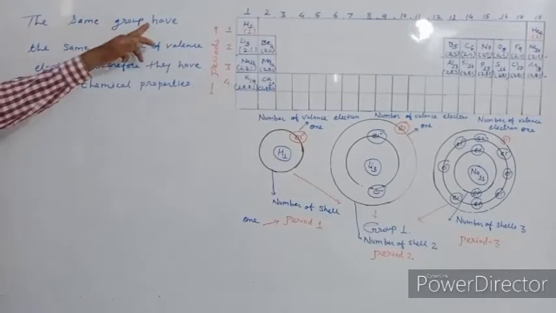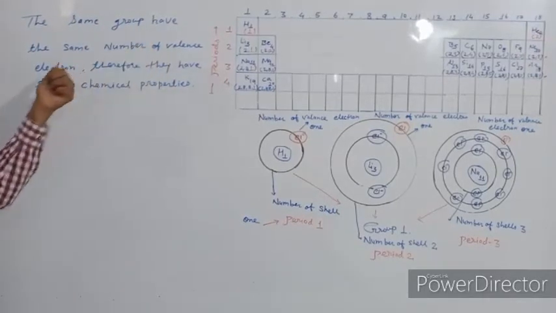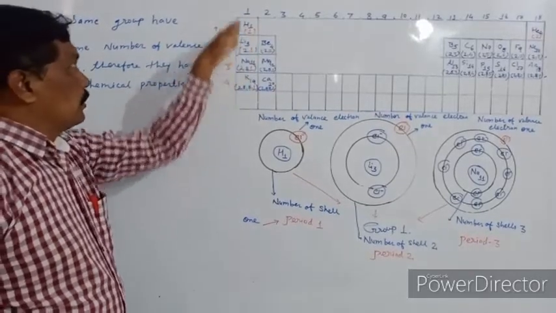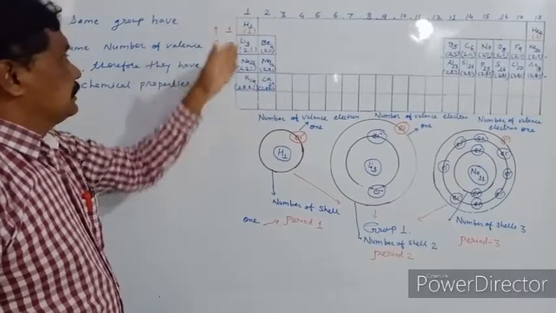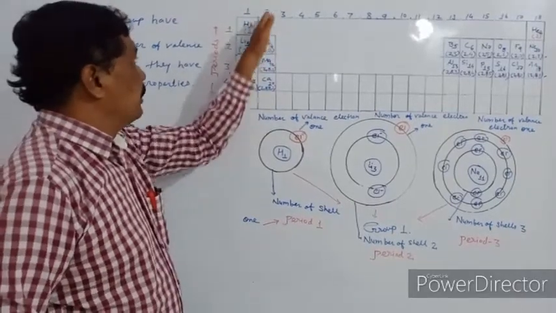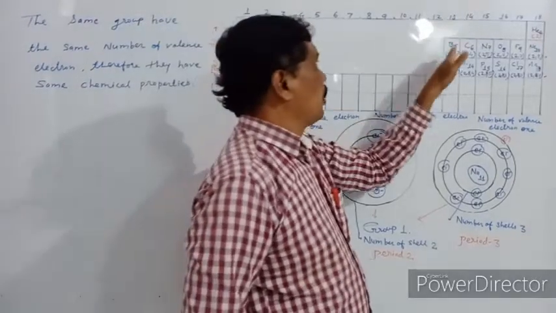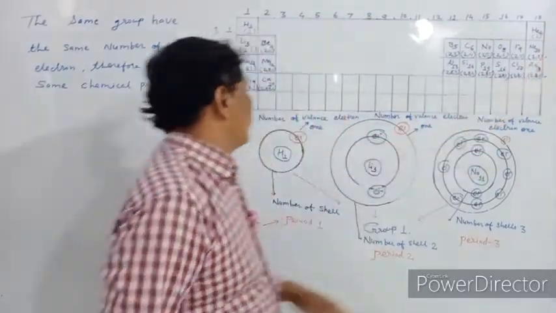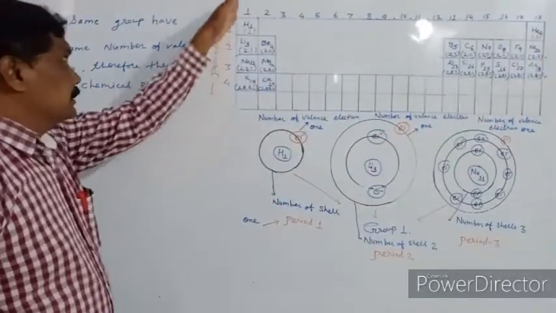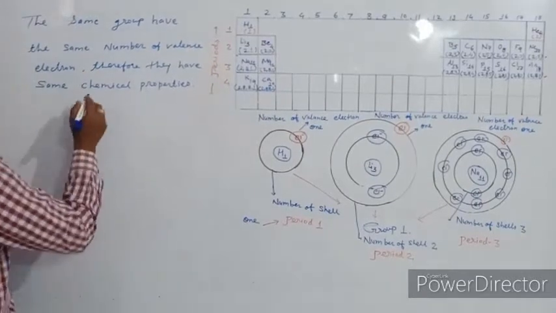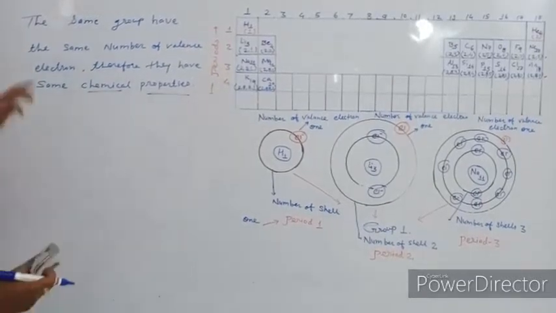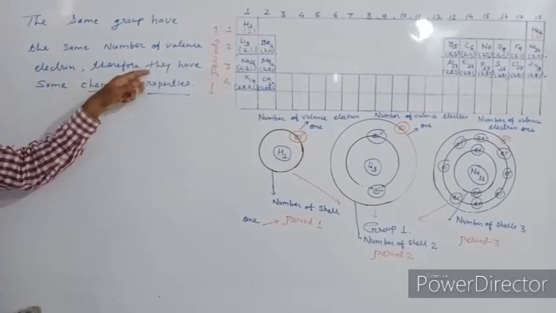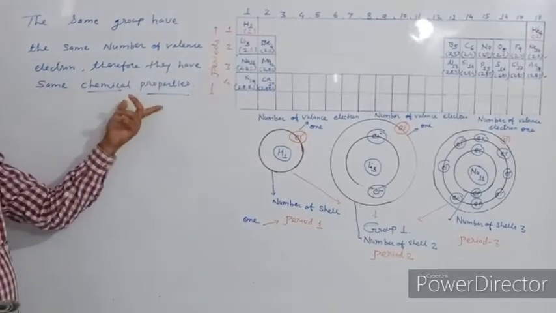The same group has the same number of valence electrons, therefore they have the same chemical properties. Group 1: same group will have the same valence electrons. Therefore all the elements in the same group will have the same chemical properties.